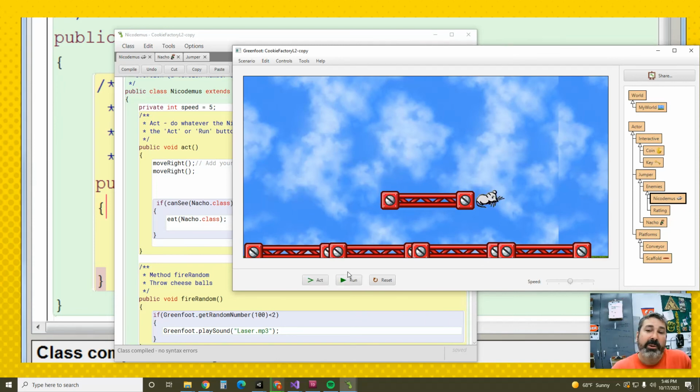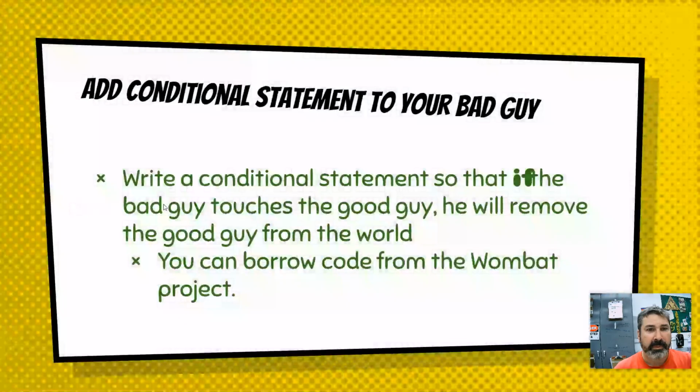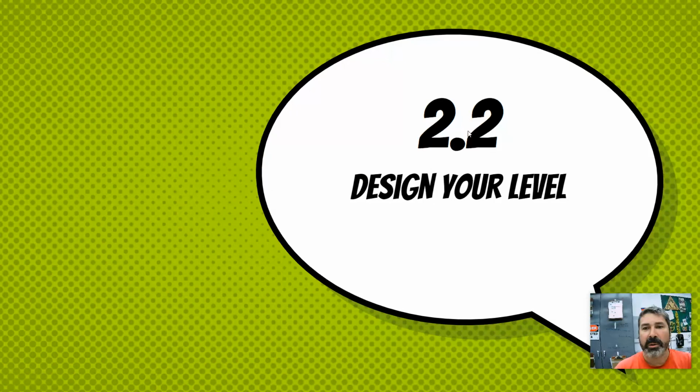Okay, so that's all you have to do for Platform Jumper Part 1. Okie doke, that should do it. Let me hit pause here. Oh wait, hold on. Okay, we already did this. And then go on to Part 2, where we're going to have a competition on who can design the best level.